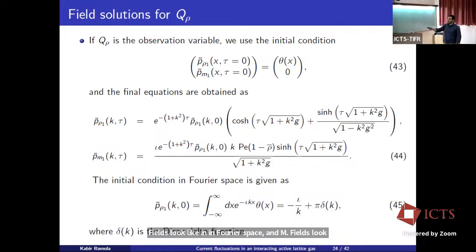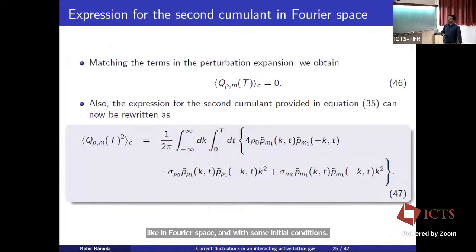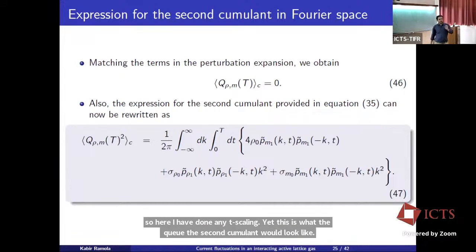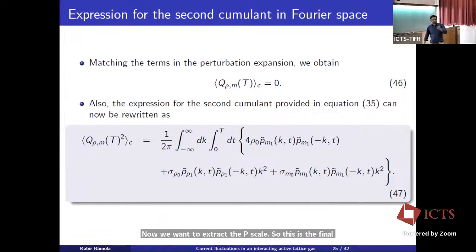Once you have this, all you have to do is put this back into the formula. So I'll just show you. We can convert our exact equation that we had in real space into an expression in Fourier space. And here I haven't done any t-scaling yet. This is what the second cumulant would look like. Now we want to extract the t-scaling. So this is the final expression that we need to extract. Is that clear, Abhishek? So that question that you asked. Here now, whatever t-scaling comes out of this expression is the t-scaling.